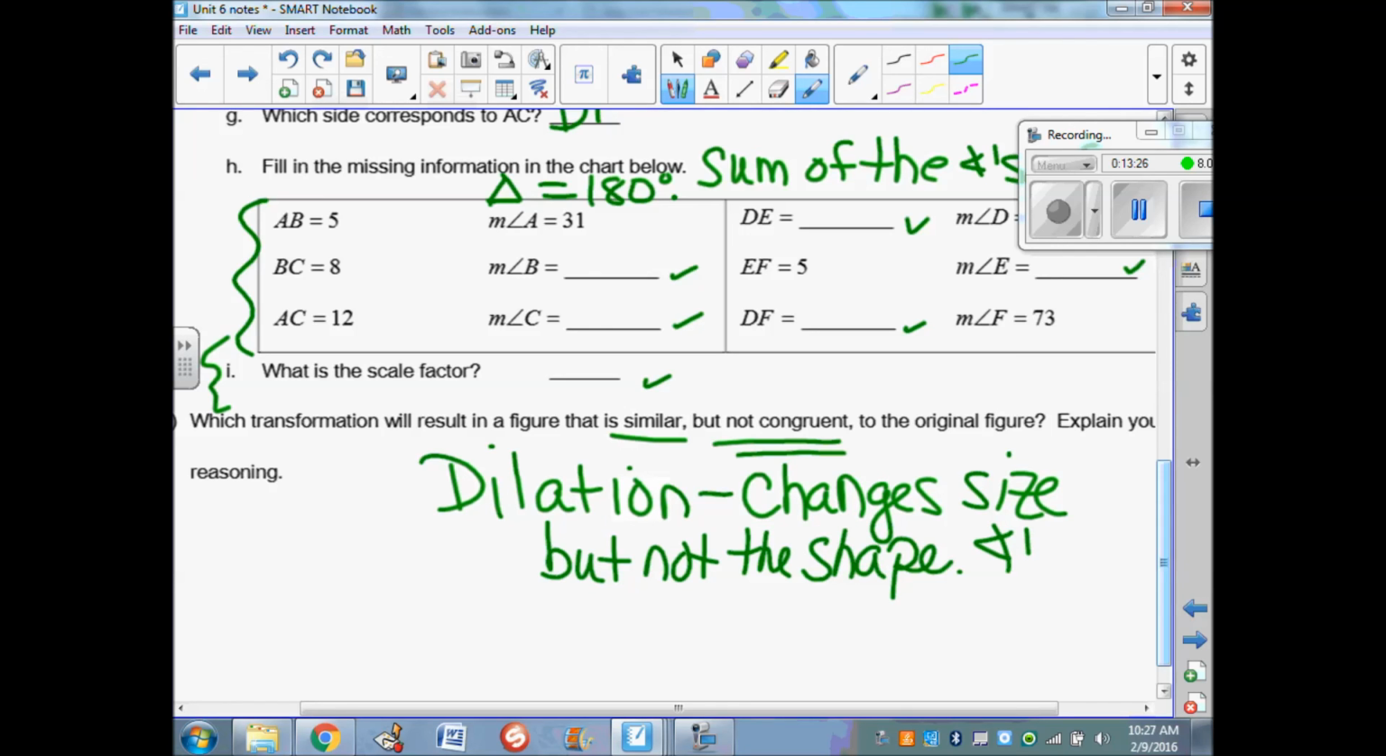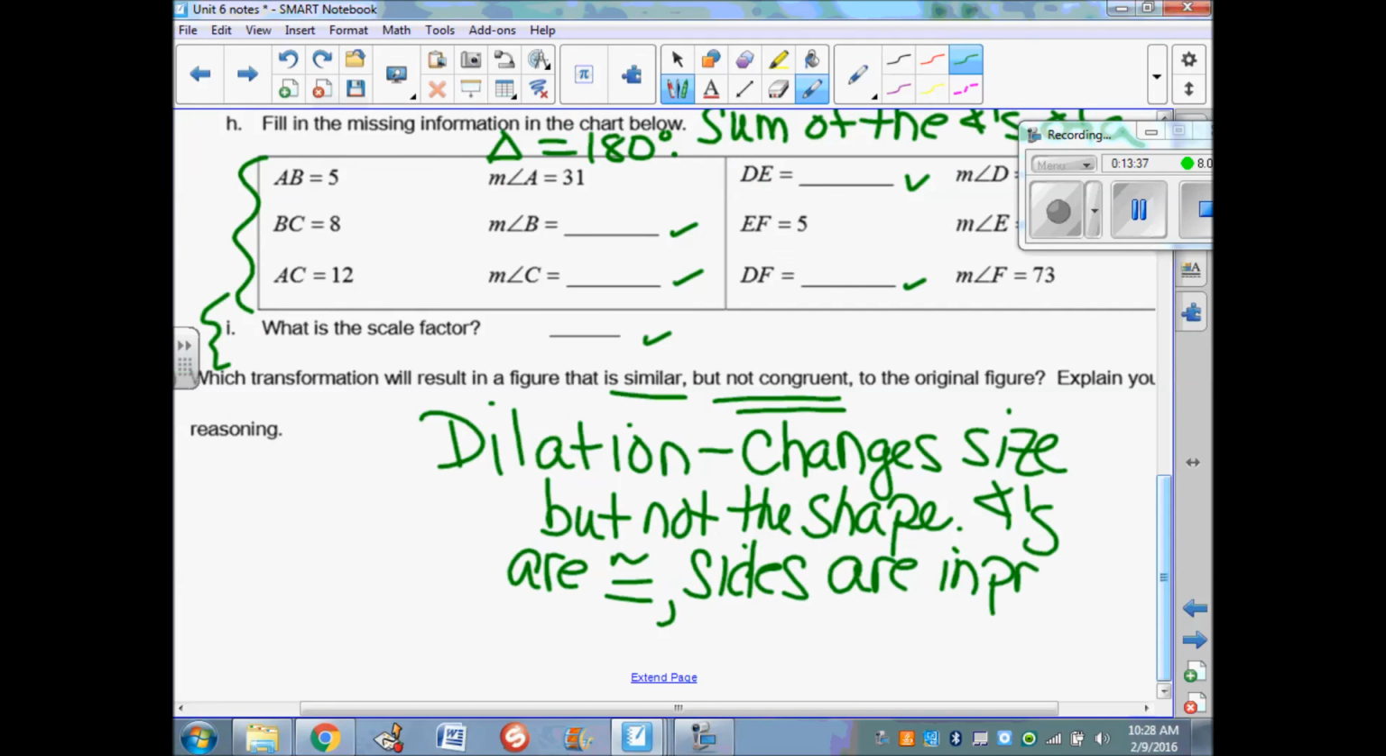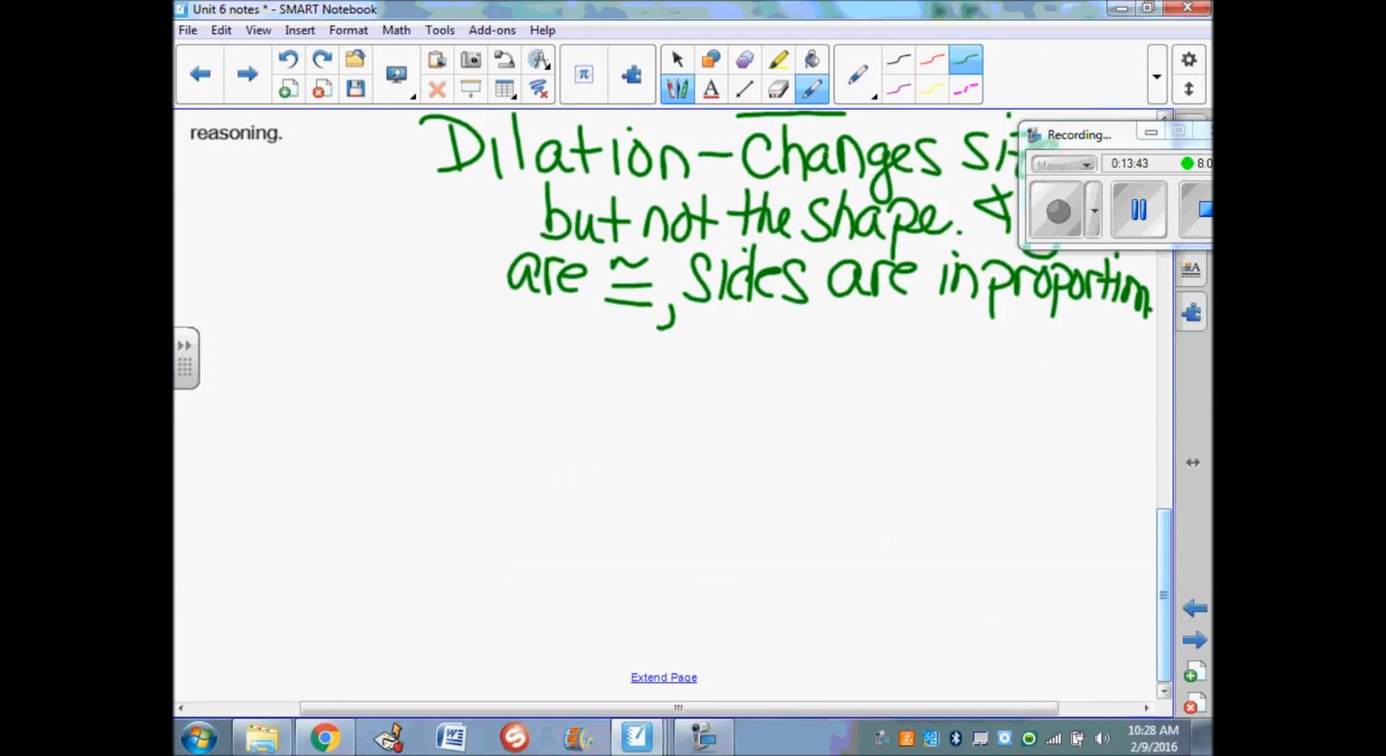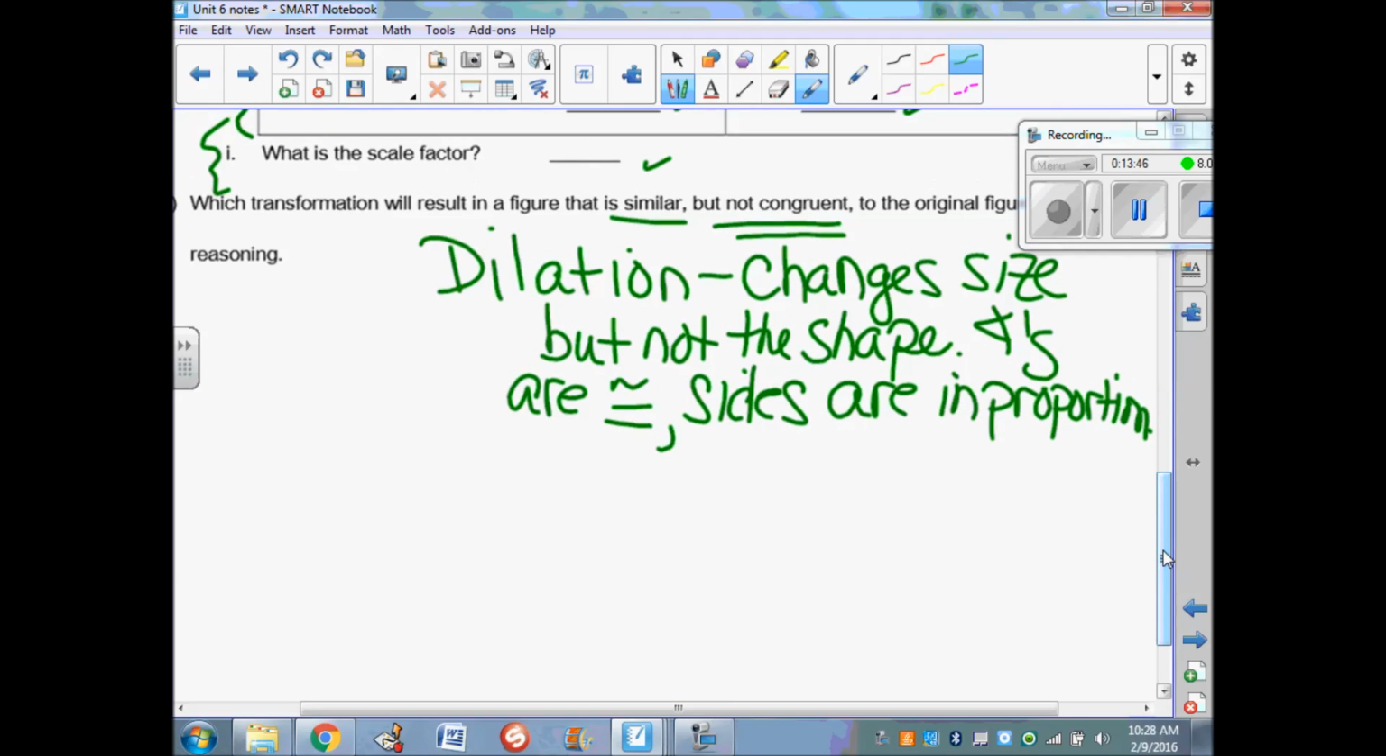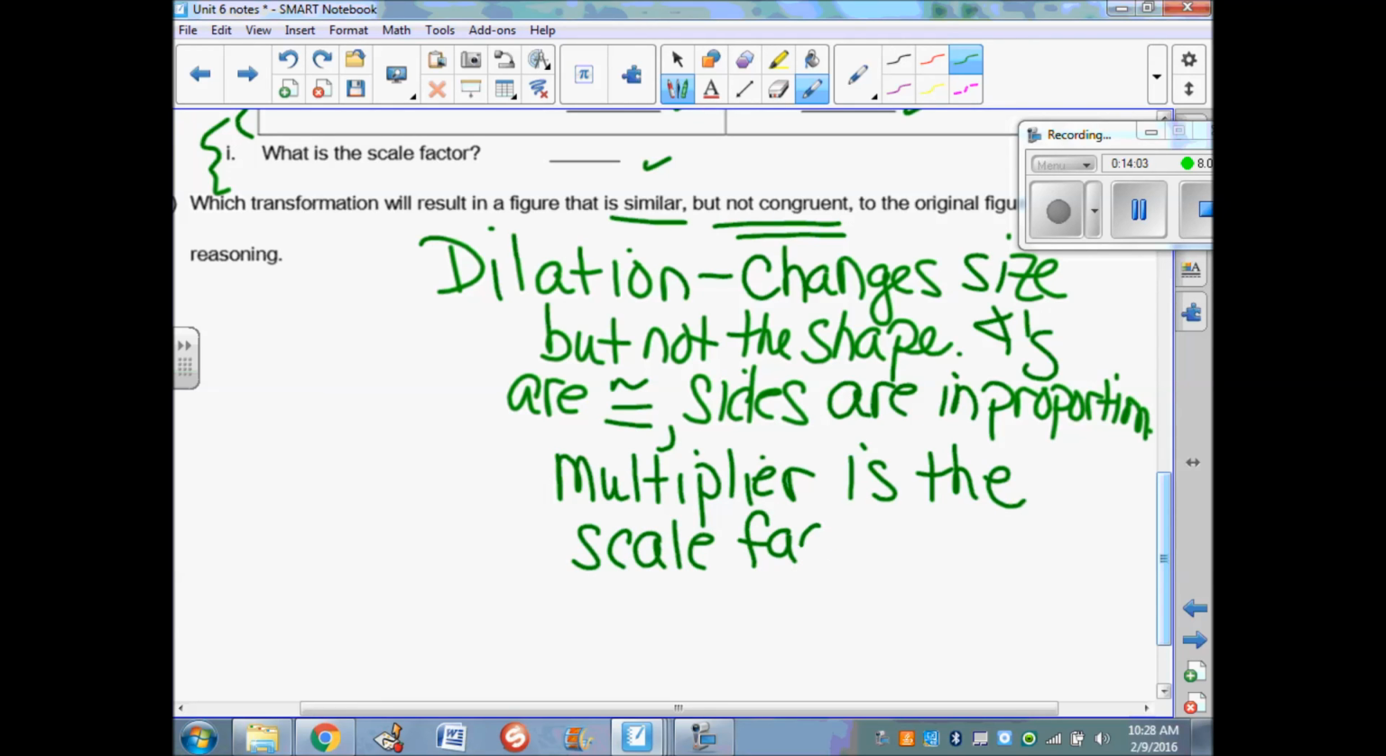Okay. Angles are congruent and the sides are in proportion. Just think about what dilation means. It's that multiplier. Okay, and the multiplier in a dilation is our scale factor. All right, see you guys in class.